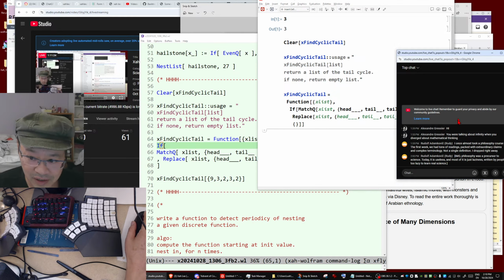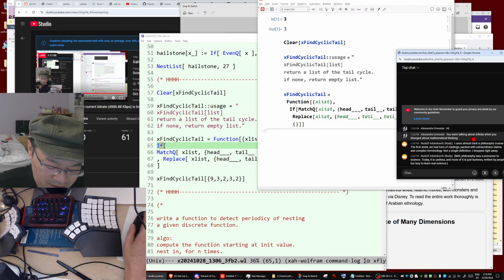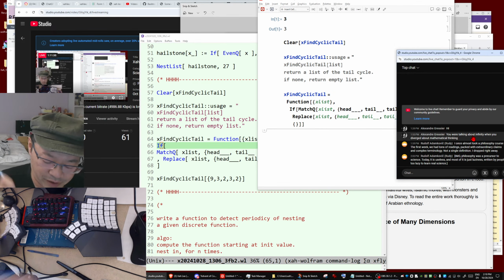So Alexandra says, you were talking about infinity when you diverged about mathematical thinking. Yes, infinity is an example of a concept in mathematics where the different schools of philosophy of mathematics have quite different takes, and there are big consequences with that.